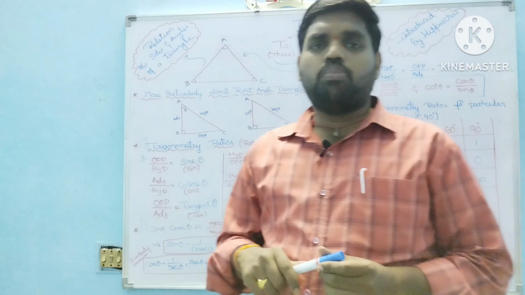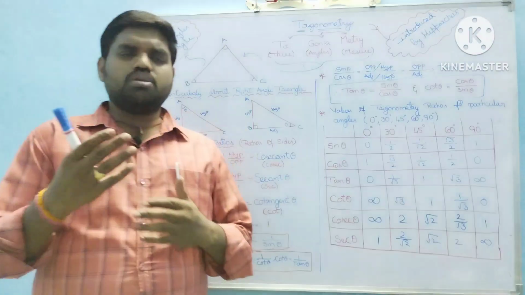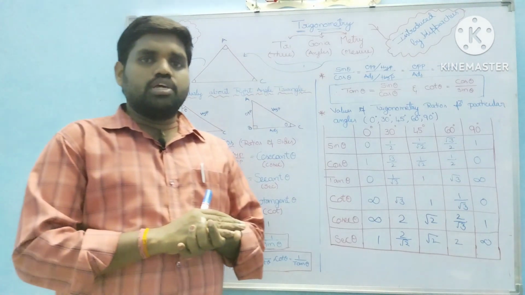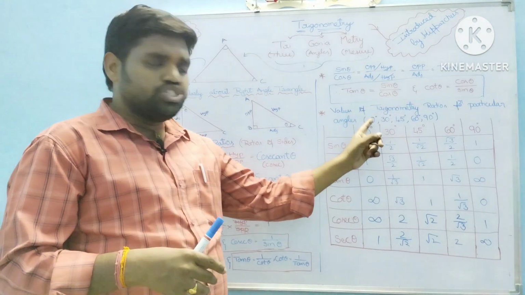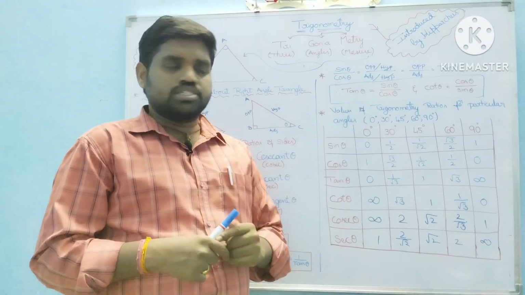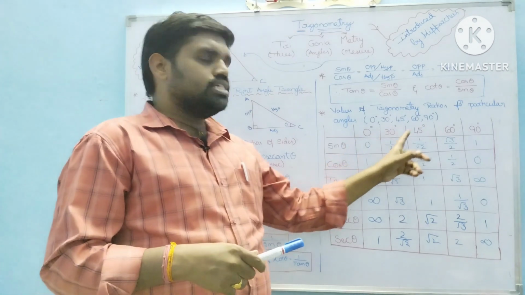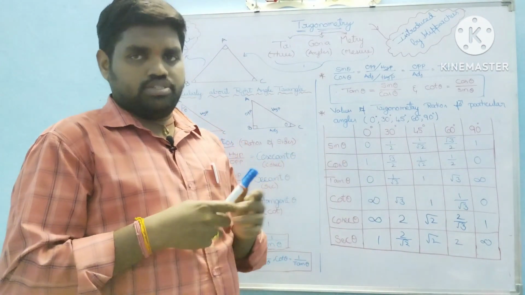Next, we have to learn a very important topic, the values of the trigonometric ratios at particular angles. Let the angles be 0, 30 degrees, 45 degrees, 60 degrees and 90 degrees. For these particular angles, what are the trigonometric ratio values? Here you have to learn.